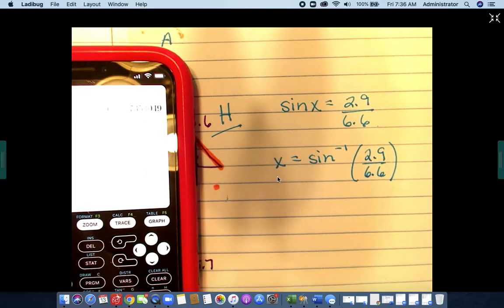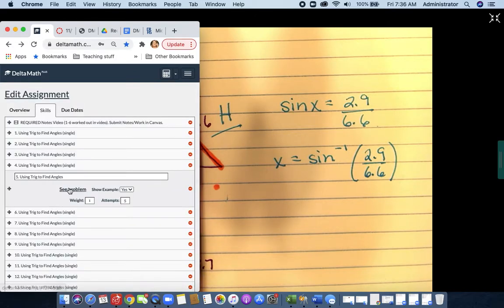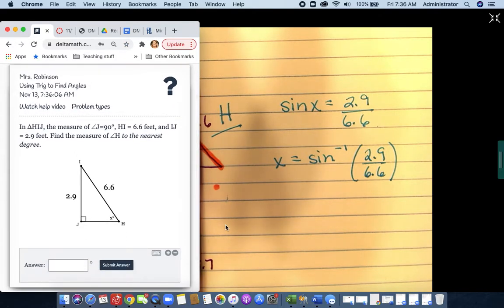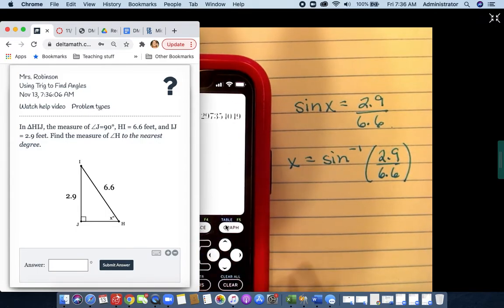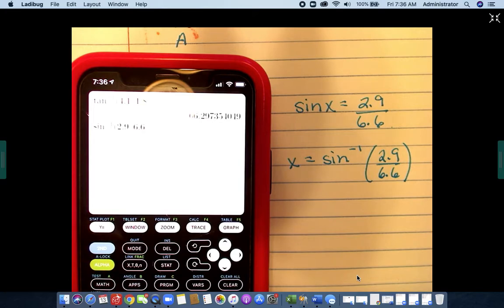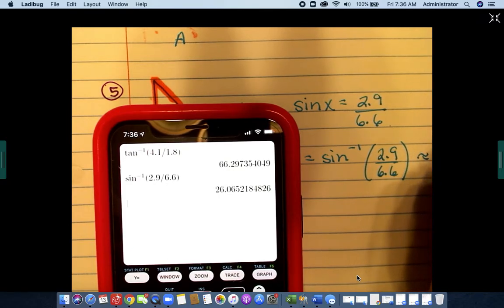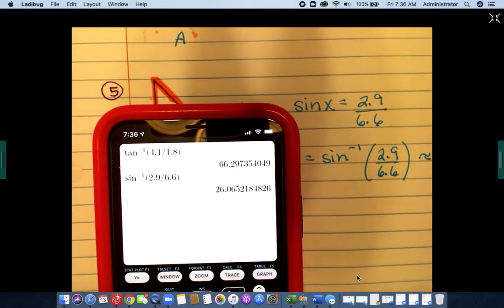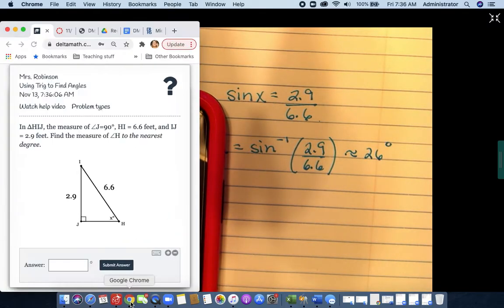And I might need to check and see what they want us to round to for number 5. Let's see. Up to the nearest degree. Maybe I already asked it or looked at it and forgot. So I'm going to hit second sine of 2.9 divided by 6.6. Sorry. Inverse sine 2.9 divided by 6.6. And it says to the nearest degree, so that's about 26 degrees.